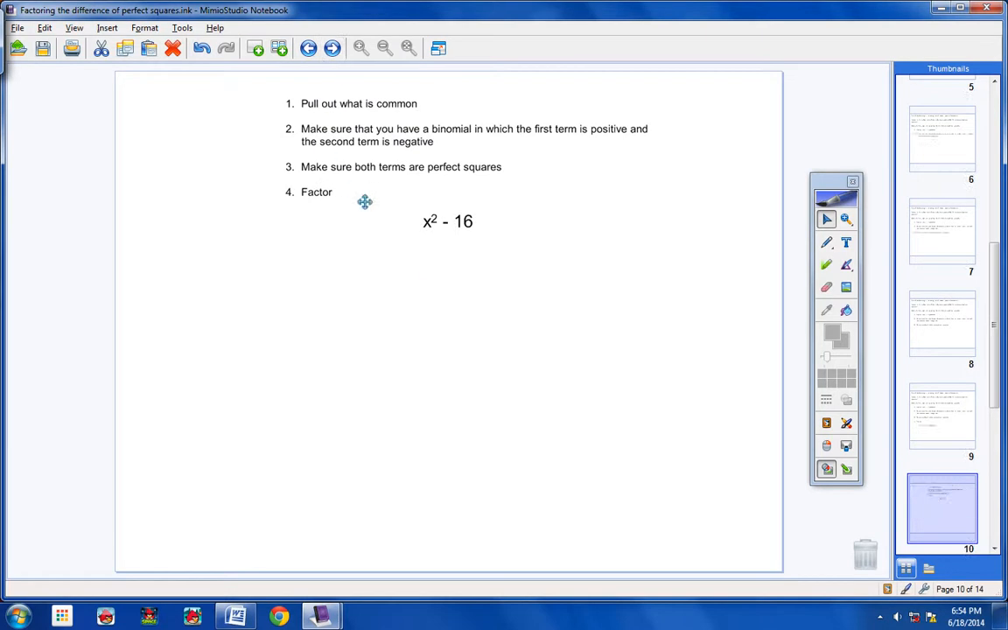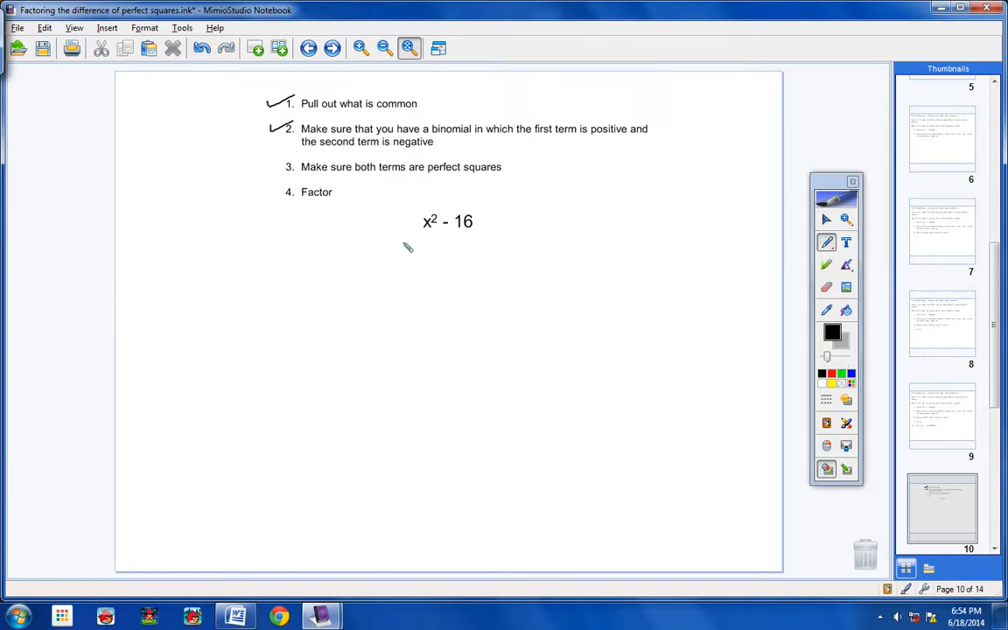Here we go. All right, first of all, let's factor this polynomial. Now, first of all, pull out what's common. Well, there's a 1 here and a 16. No number really goes into 1 and 16 evenly. Do both terms have an x? No, so there's no x's you can pull out. Step 2, make sure you have a binomial, which we do. Here's one term, here's another term. Binomial means two-termer, and we have two terms right here. And the first term should be positive, and it is, and the second term should be negative, and it is. So we're totally good there.